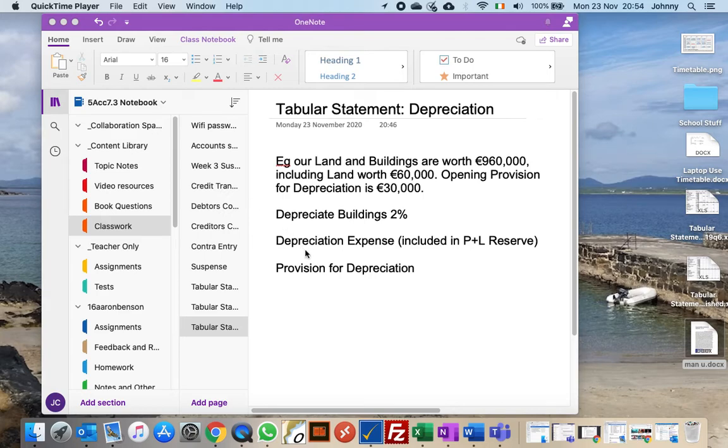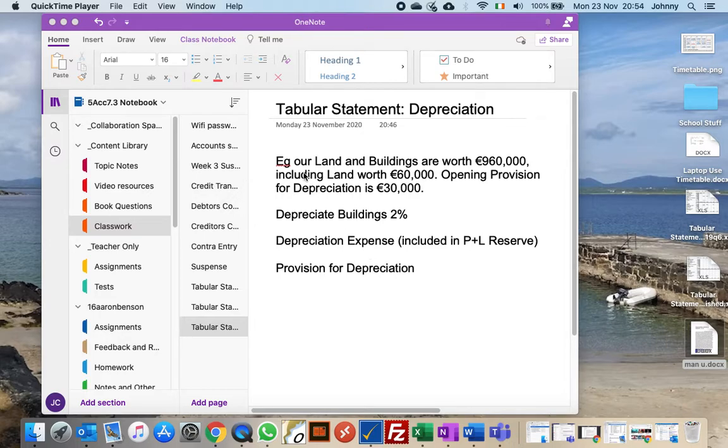So we're dealing with tabular statement depreciation. When you have depreciation, there's three different things that we need to take into account. We need to calculate the expense of the building, the provision for depreciation, and we also need to ask ourselves, how much is the thing that we're depreciating worth?